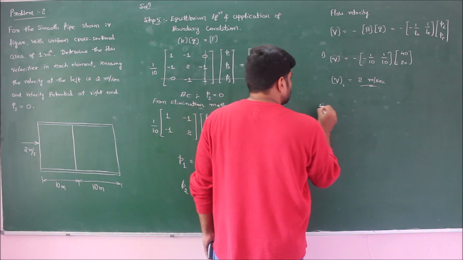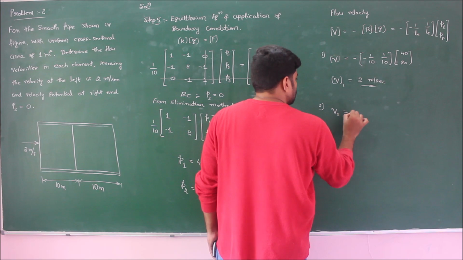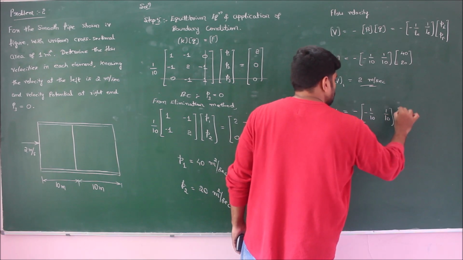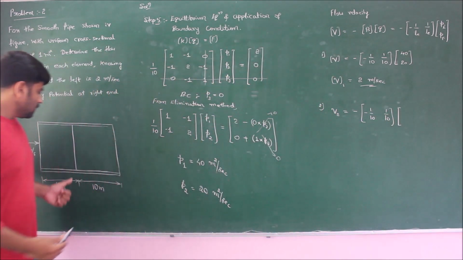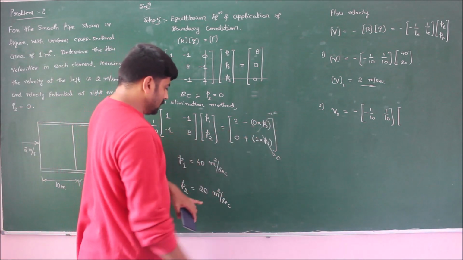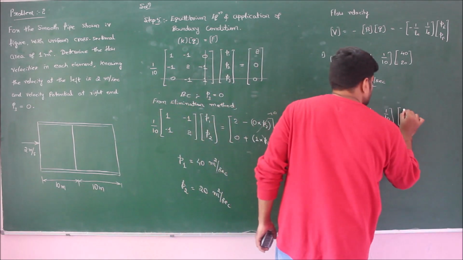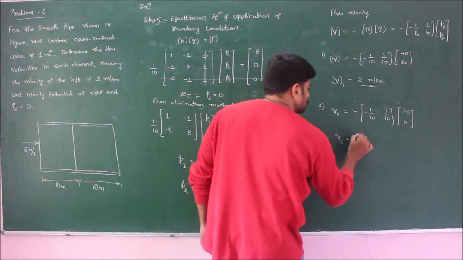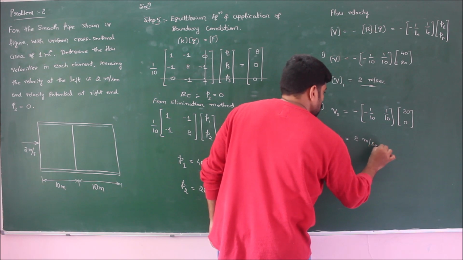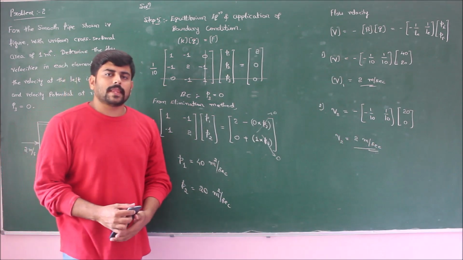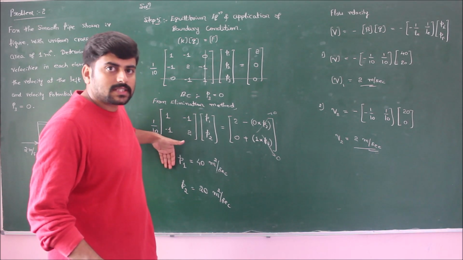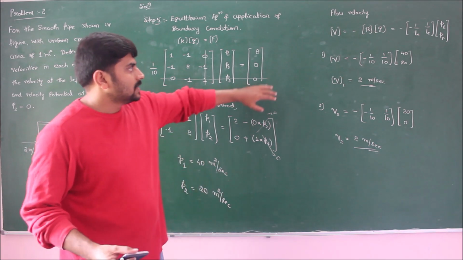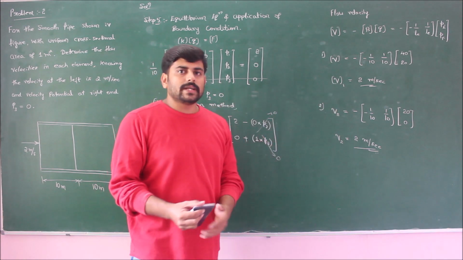Next, moving to element 2, the velocity of element 2 is equal to minus of [minus 1 by 10, plus 1 by 10]. The node numbers for element 2 are node number 2 and node number 3. So therefore P2 is 20 and P3 is 0. Substituting the values 20 and 0 and solving, I will get velocity V2 is also equal to 2 meters per second. This is the solution for the given problem, wherein we have calculated the velocity potentials at node number 1 and node number 2, which are 40 and 20 meters square per second respectively, and the velocities at element 1 and element 2 are 2 meters per second itself.